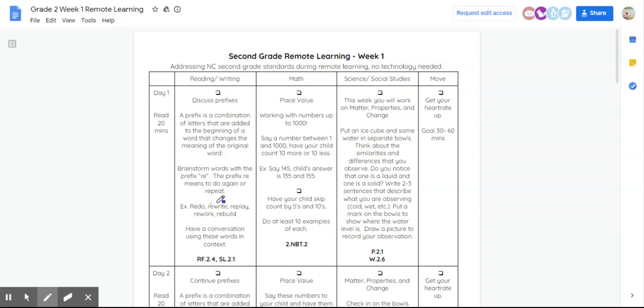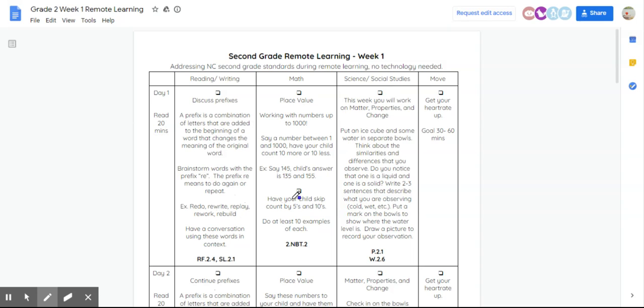So after you come up with some more words that have the prefix re in it, you're going to have a conversation using these words in context. And what that means is you're going to take these words like redo and put them in a sentence. So my sentence would be, I need to redo this work because it's messy. So you're actually going to have to do the work again because it was messy.